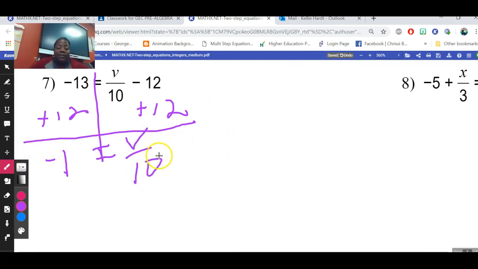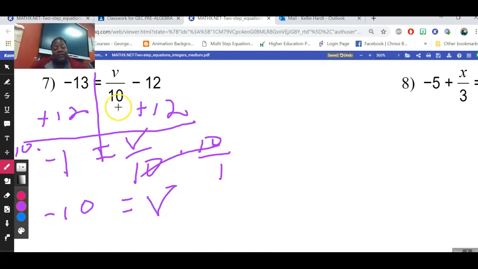And then I have to get rid of the 10 by multiplying 10 on both sides. I'm multiplying 10 on both sides. 10 times negative 1 is negative 10, right? Then you have v. Negative 10 equals v for that one.